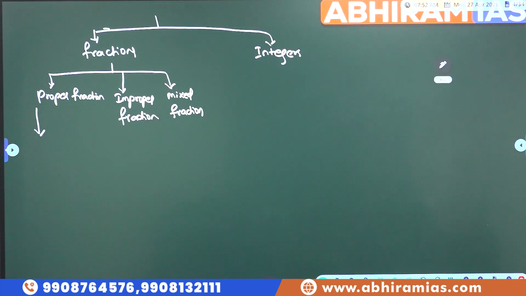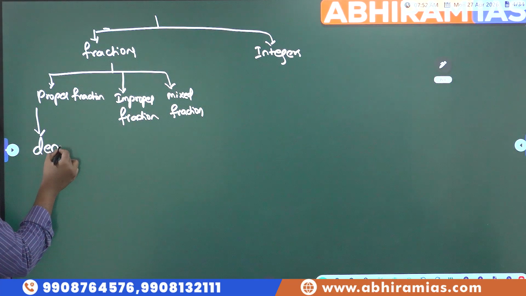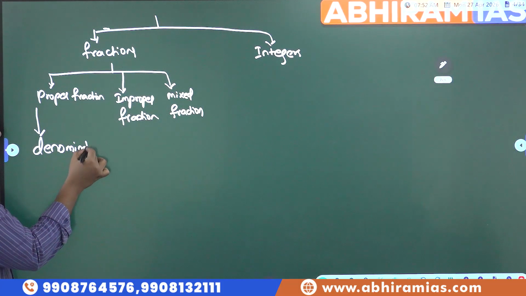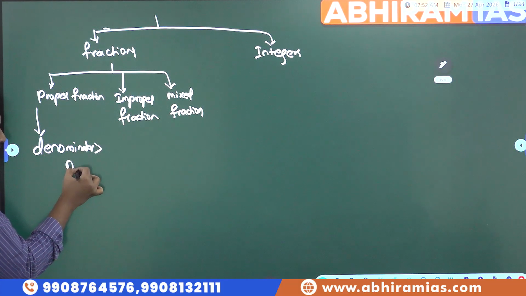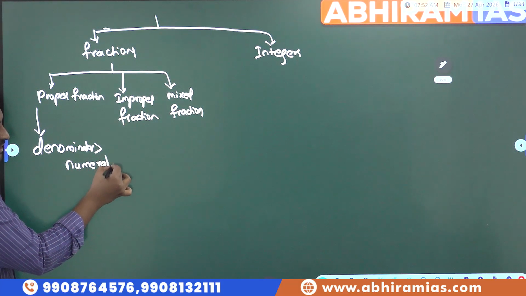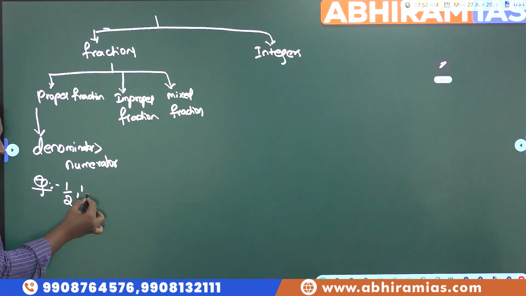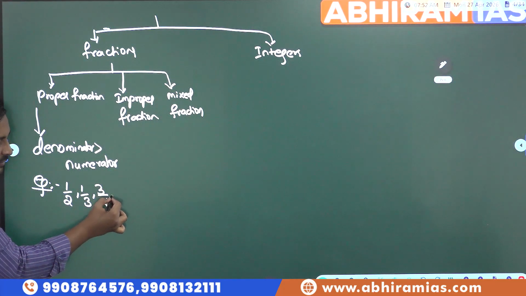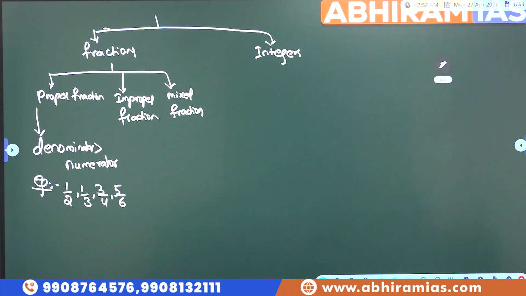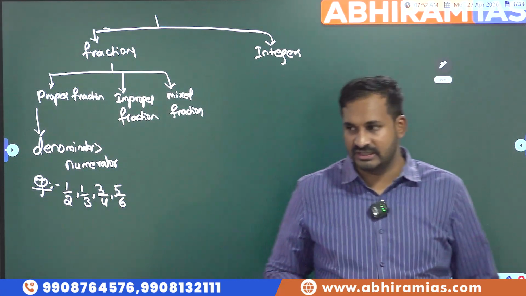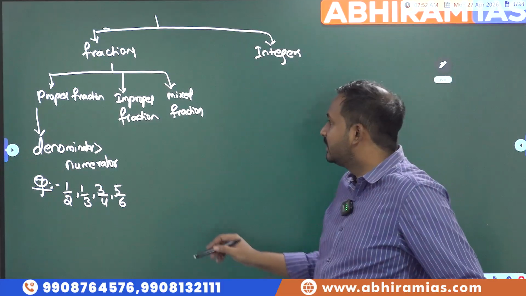Yes, that is okay. Now, which type of fractions do we call proper fractions? If the denominator is greater than the numerator, then that type of fraction is called a proper fraction. Examples are 1 by 2, 1 by 3, 3 by 4, 5 by 6.